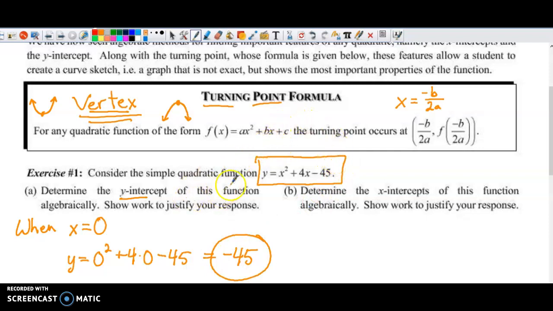What you should notice from this, and it's a pretty big deal, so I'm going to put it in a brighter color, is the c value in this form. You see how it's ax squared, so a would equal 1 in this problem. b is equal to 4 in this problem. And then the c value is equal to negative 45. If it's set up this way, the c value is your shortcut for the y-intercept.